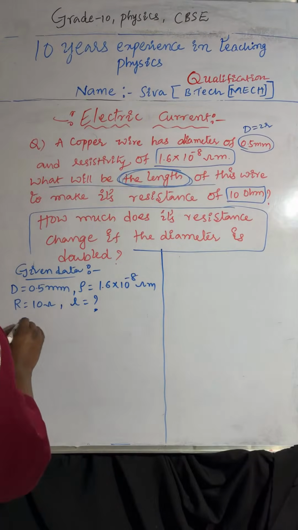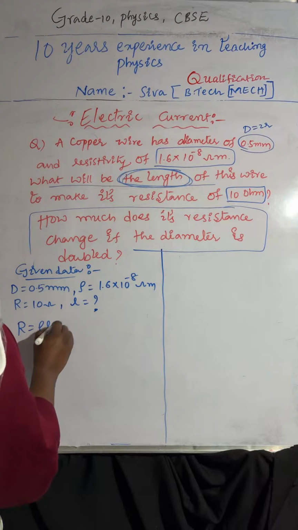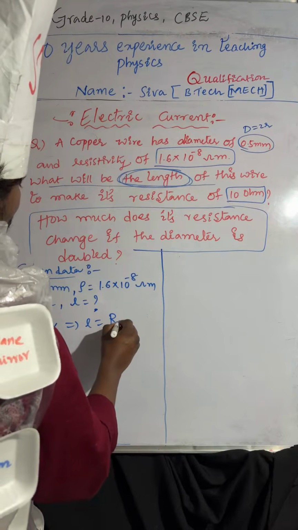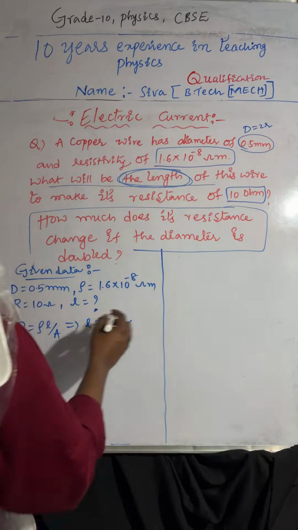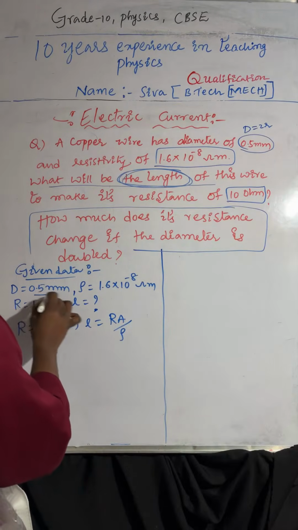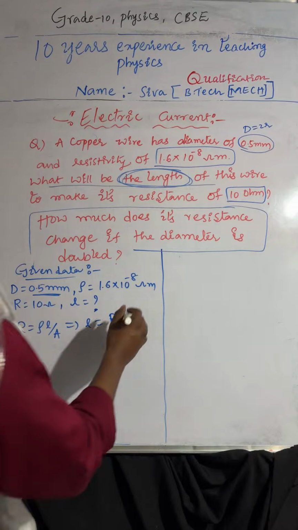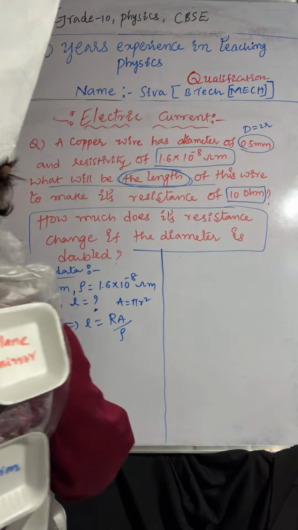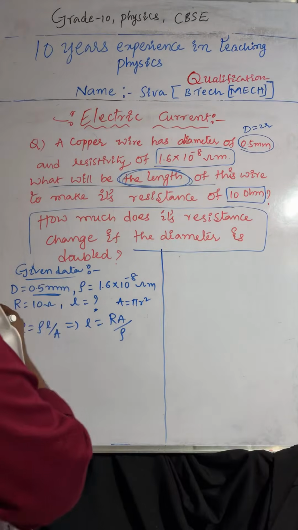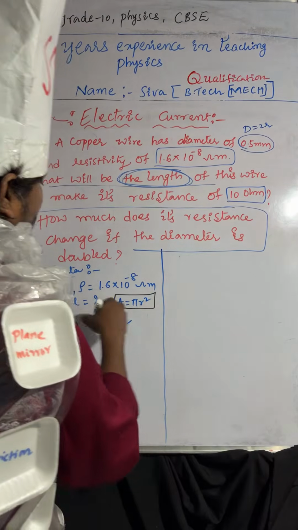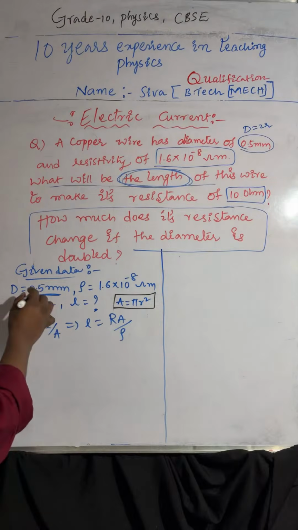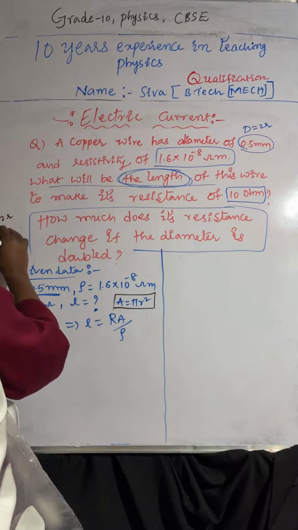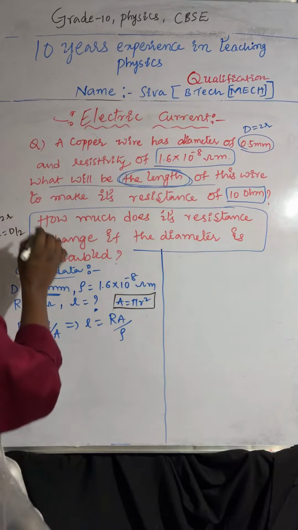Then the normal formula: R equal to rho into L by A. From this, L equal to RA by rho. Here they gave the diameter, and we know area equal to pi r square. Understood or not? This is A equal to pi r square. So from D equal to 2R, we get R equal to D by 2.